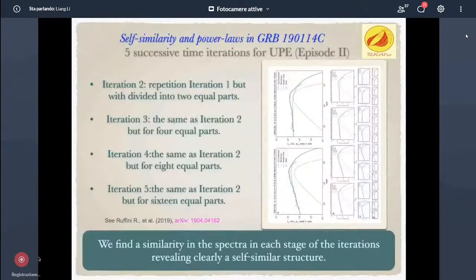This is the first iteration. Then we repeat the first iteration for four other iterations, but divide the time interval into 2, 4, 8, 16 equal parts respectively. We find a similarity in the spectra at each stage of the iteration, revealing a clear, similar structure.